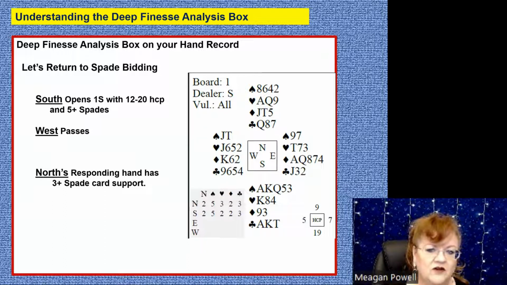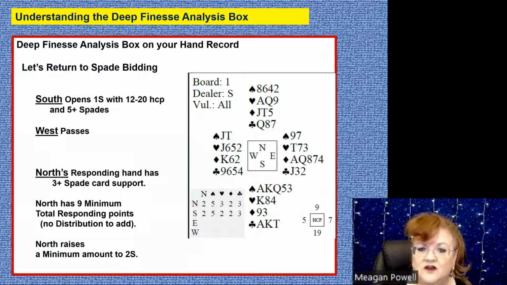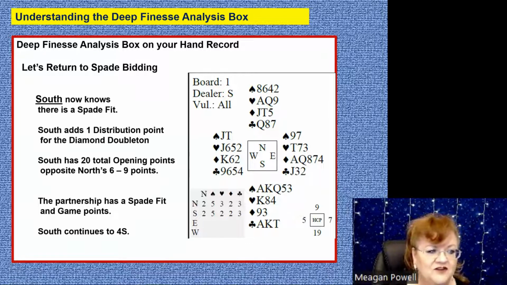Now, North, you have at least 3 cards in the spade suit. You know there's an 8 card fit. And if you had any distribution to add, you would add it. Now you don't, but you still have 9 total minimum responding points. And so you should raise a minimum amount to 2 spades. And then after East passes, the auction goes back to South.